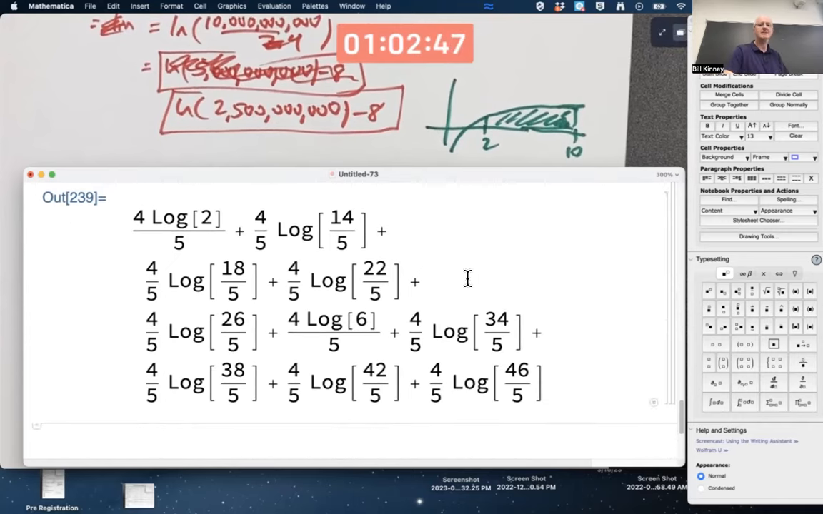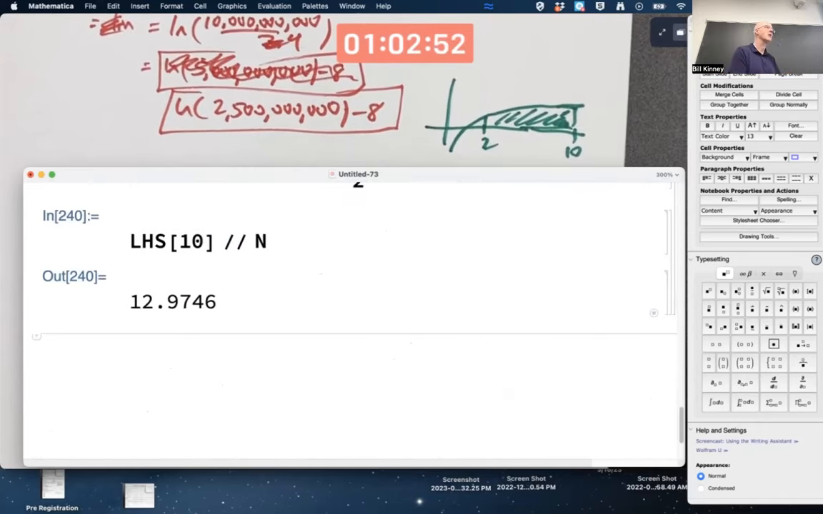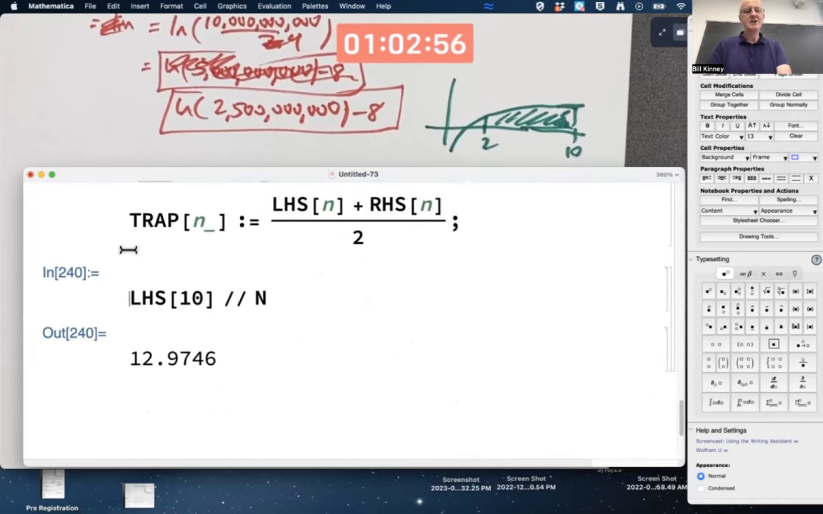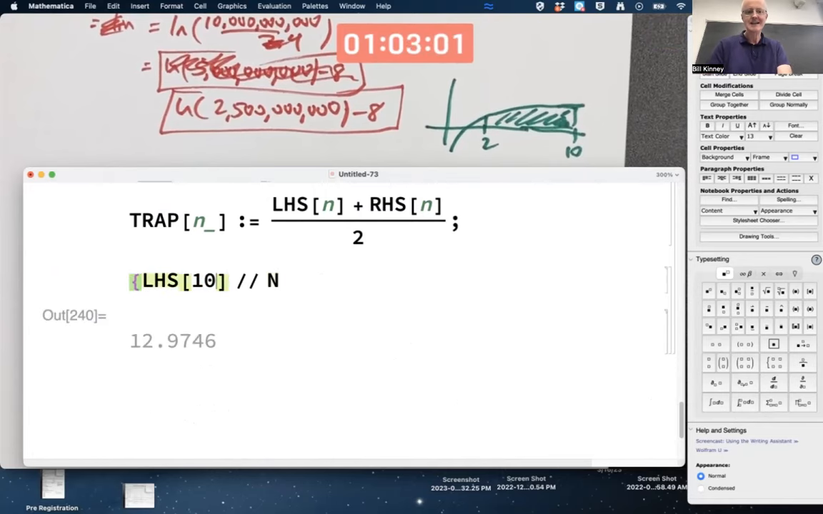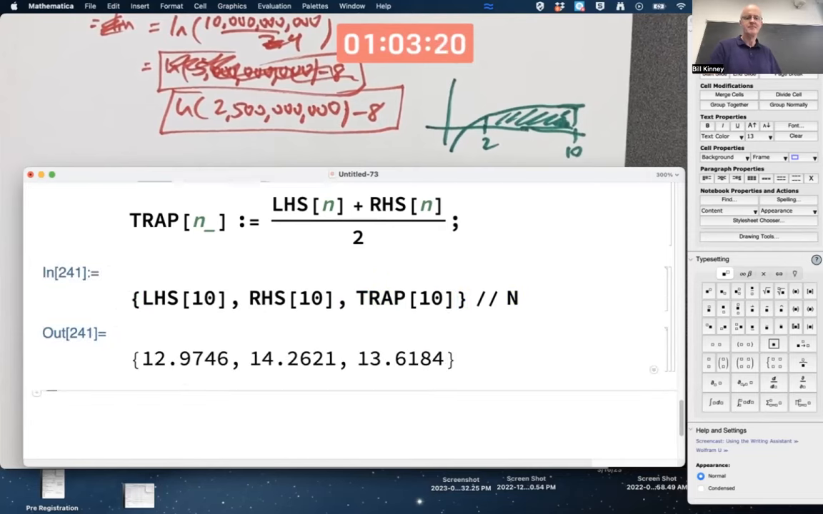So to get a numerical approximation, do // capital N. There we go. If I want to do all the approximations at once for a particular value of n, I can, for example, put them inside a list separated by commas. I can put an RHS in here and also a trap. This will give me numerical approximations to these summations with n equal to 10 for all of them, the left-hand sum, the right-hand sum, and their average.